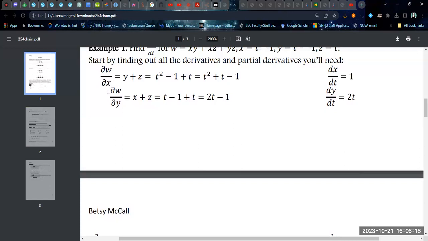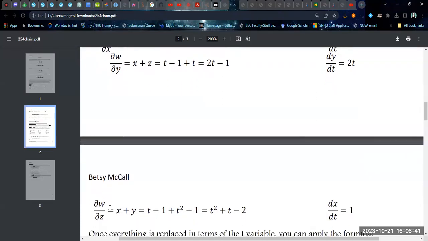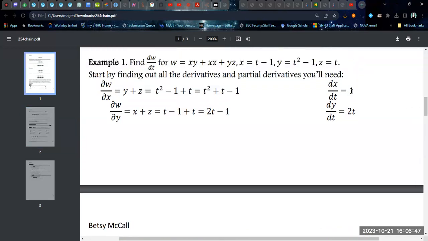And then each of these, I take the derivative. So the derivative of w with respect to x, I get a y, I get a z, and I get a 0. And the partial derivative of w with respect to y, I get an x, I get a 0, and I get a z. And then for my z derivative, I get a 0, and then an x, and then a y. And my partial derivative for x with respect to t is just a 1. Partial derivative of y with respect to t is a 2t, and partial derivative of z with respect to t is also 1.